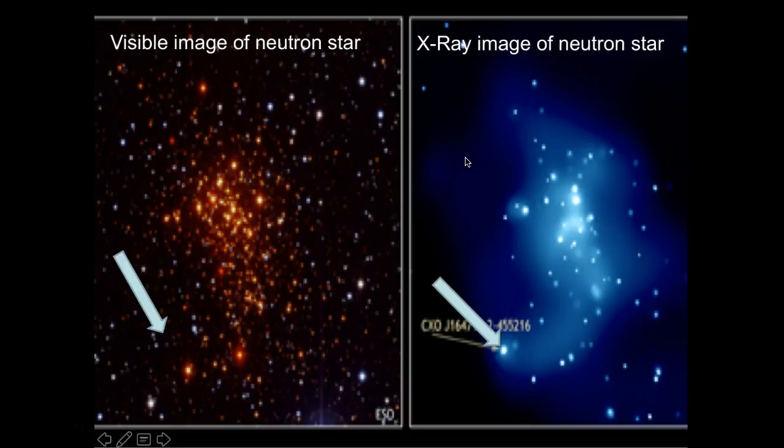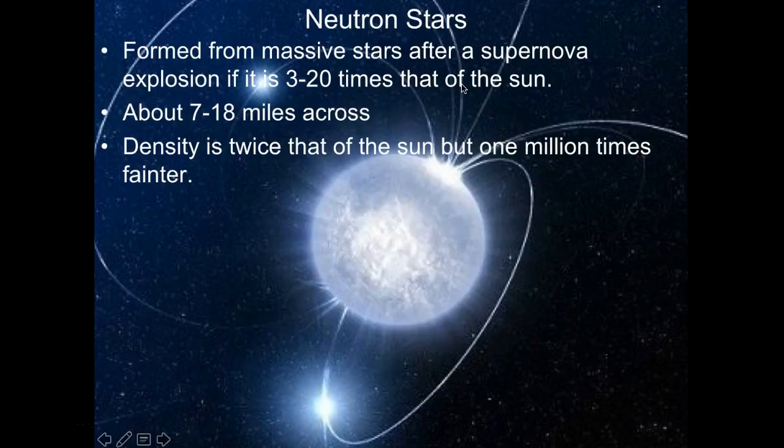So neutron stars are these really, really small, dense stars. They're like 7 miles across, and they are super, super dense. If you have a teaspoon of it, it would weigh the same amount as the Earth. So it's super dense, and that is what you would get if it starts spinning. You get a pulsar. So this is a neutron star.